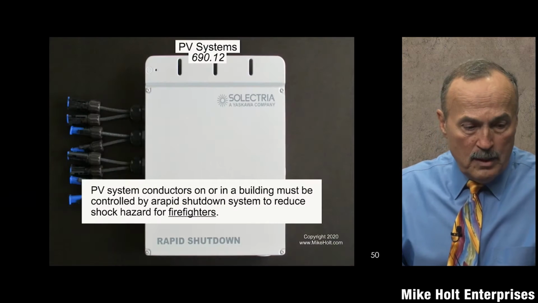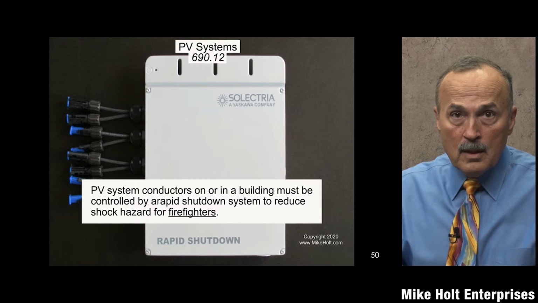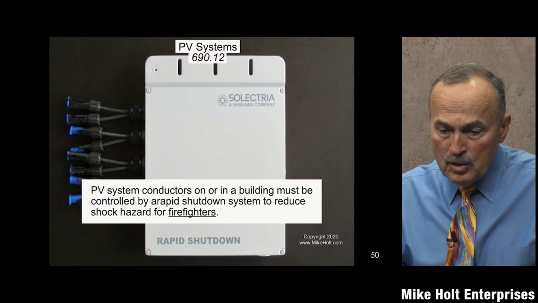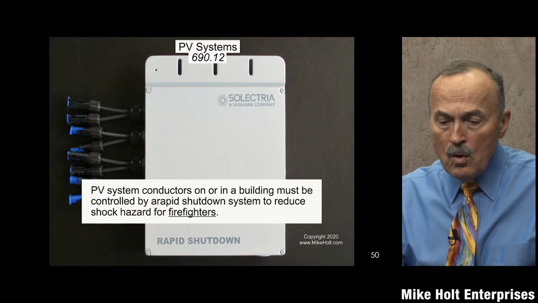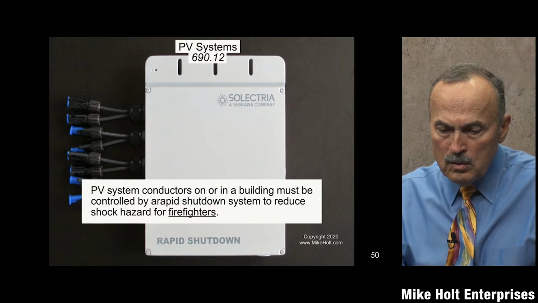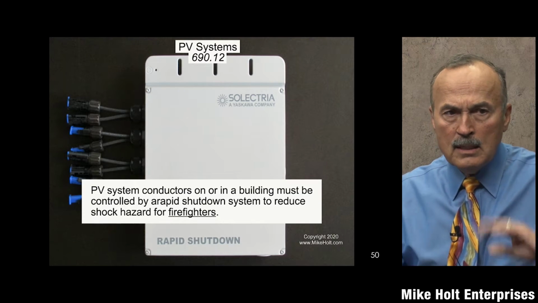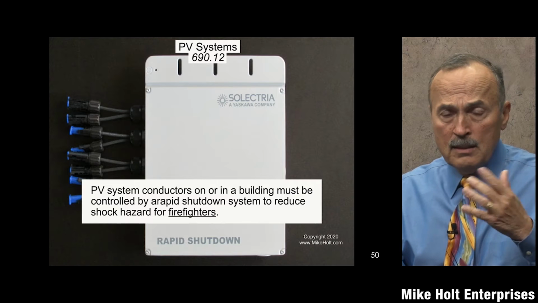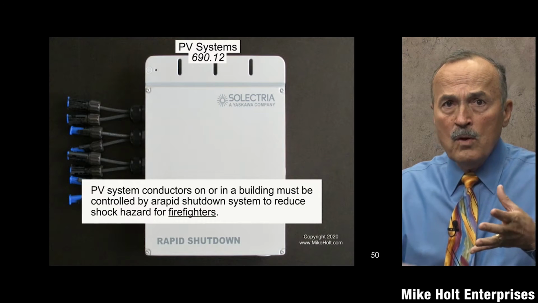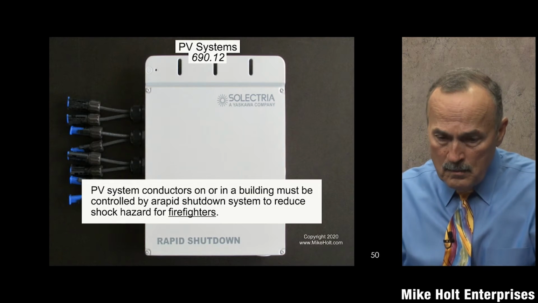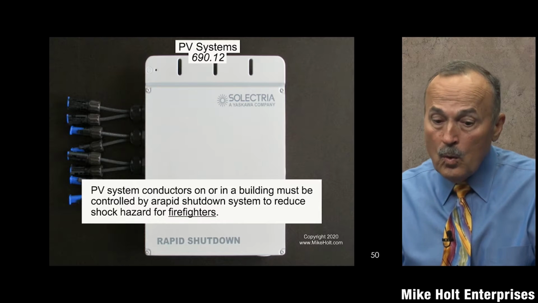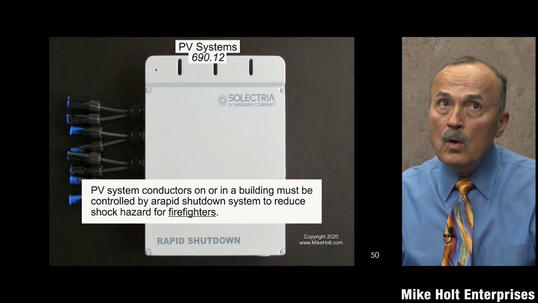PV conductors, I'm sorry. PV system conductors on or in a building must be controlled, typo there, by a rapid shutdown system to reduce shock hazards for firefighters. I understand all of that. I don't understand exactly what it is, but it's something that reduces the fire hazard. Shock hazard, not the fire hazard. Shock hazard. It has nothing to do with fire hazard.